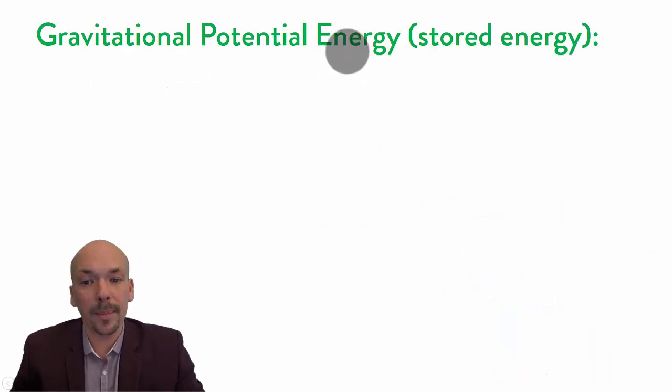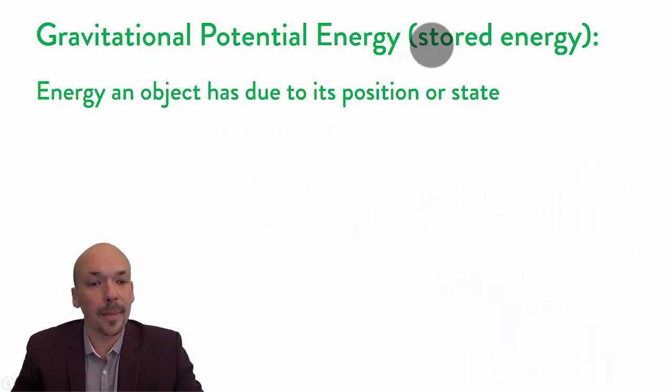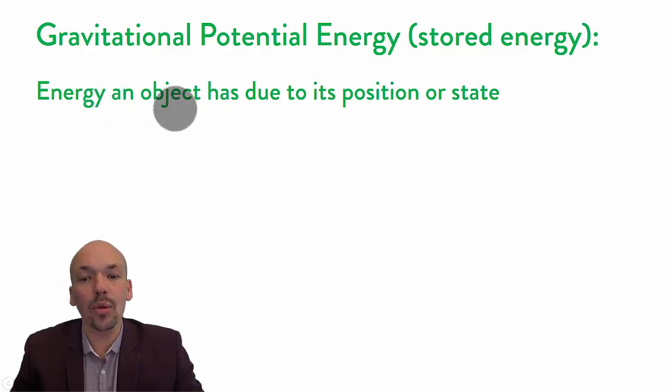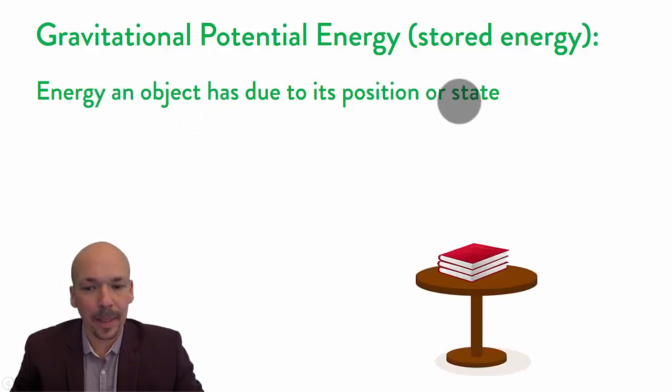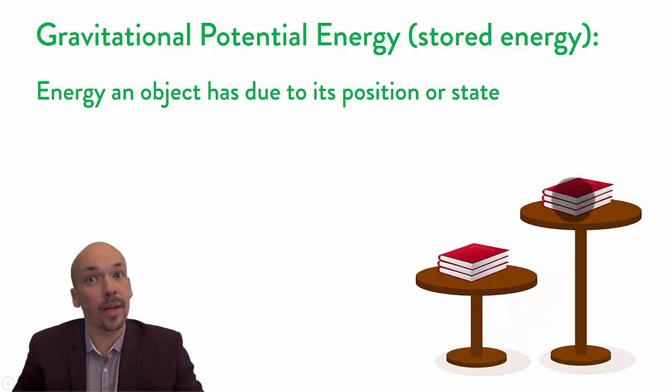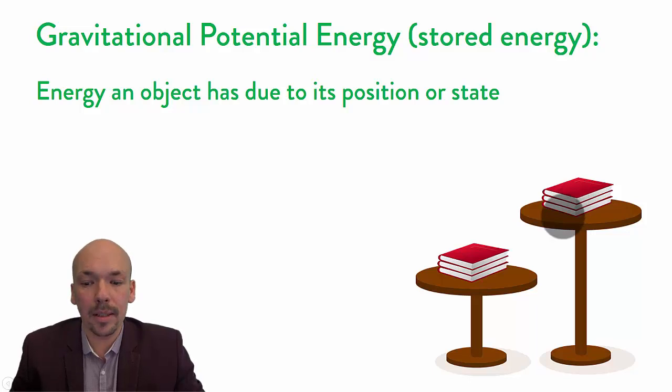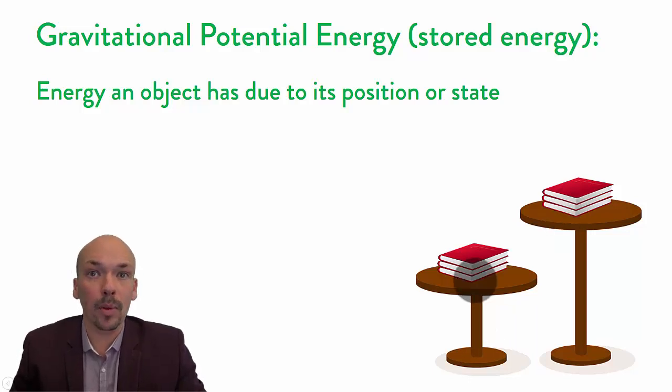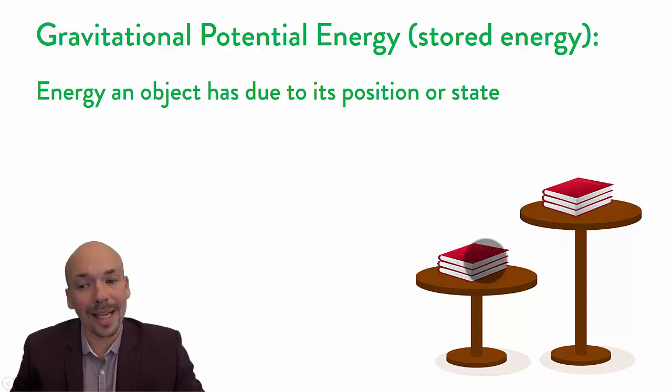Gravitational potential energy, or in other words stored energy, is the energy an object has due to its position or state. So if we have these books here on the table, they have a certain amount of energy because they are in this position. If they would be lower, they would have less energy, and if they are higher, they would have more energy. And you can imagine this: if you would drop them on your toe, then these books will hurt less than these books, and the fact that these books hurt more is because they have more energy.